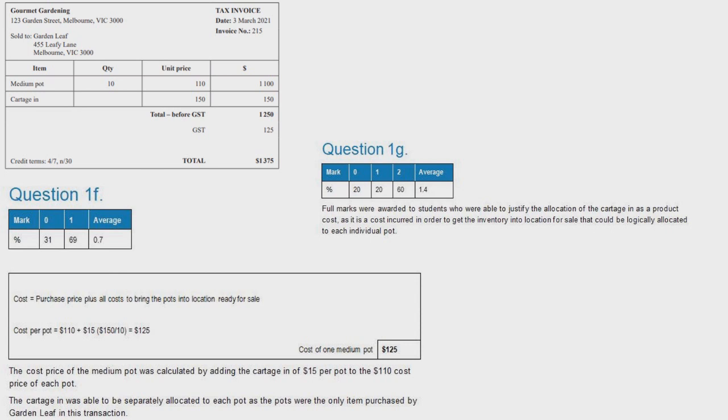And as you can see here, 20% of the state couldn't even answer G. So please don't be one of those unlucky people. In order to get the full marks, all you have to do here for G is define what product cost is and then just explain or justify why the cartage in is able to be written off or added into the cost of inventory due to it being a product cost.